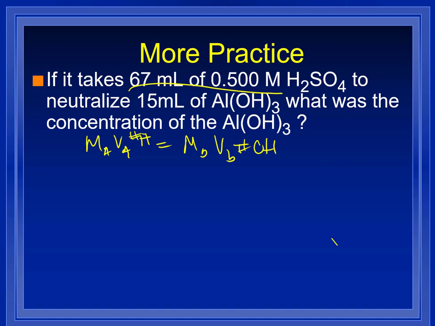Do I have those numbers? I know the molarity of the acid, I know the volume was 67 milliliters, and it's H2SO4, so it's got two H's. I know the volume of the base. I know it's Al(OH)3, so it's got three OH's. So I have enough information to find the molarity of the base. All I have to do is divide both sides by the volume of the base and the number of OH's.